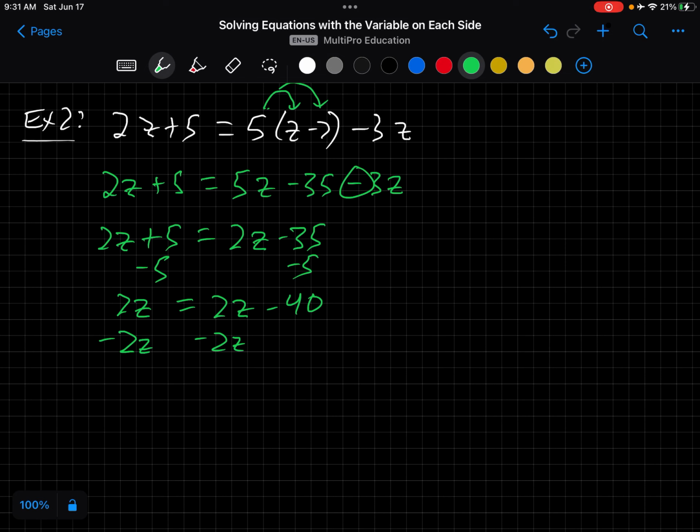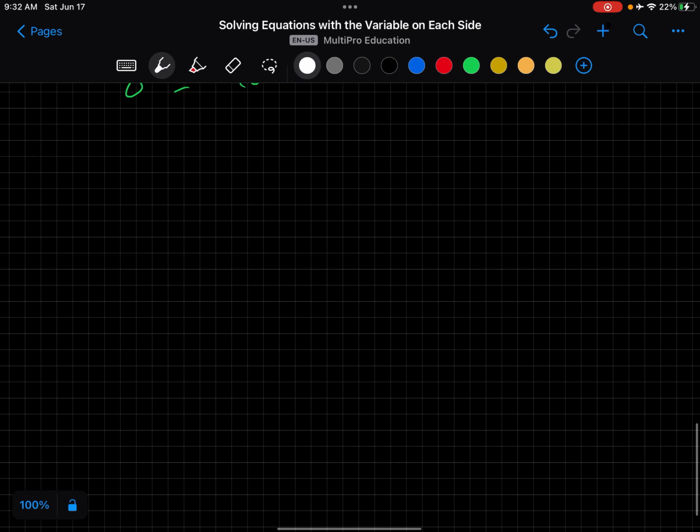Alright, so then we get 0 is equal to minus 40. Well, that didn't work out. 0 does not equal minus 40. So in this case, this was a false statement. This was false. So this is not an identity. What is an identity? Let's talk about that next.